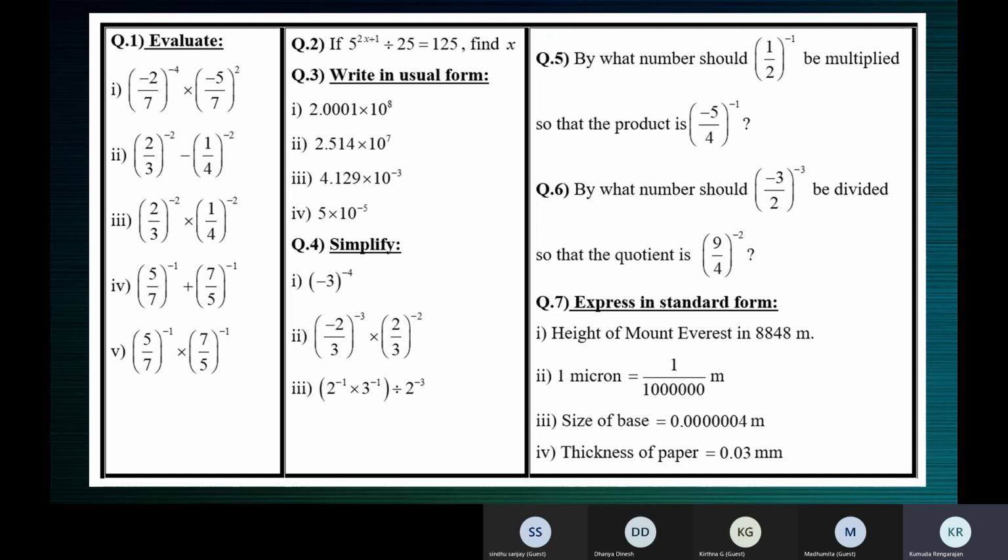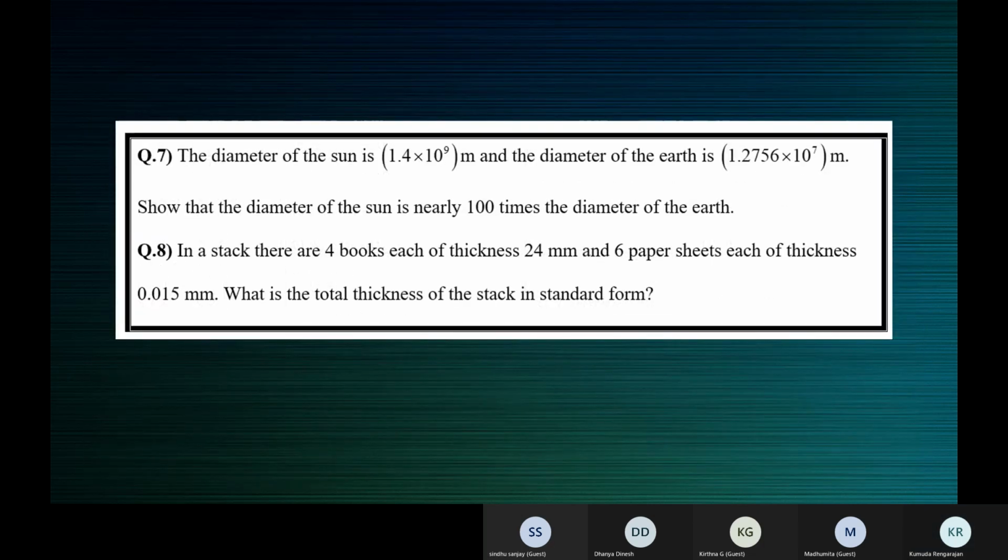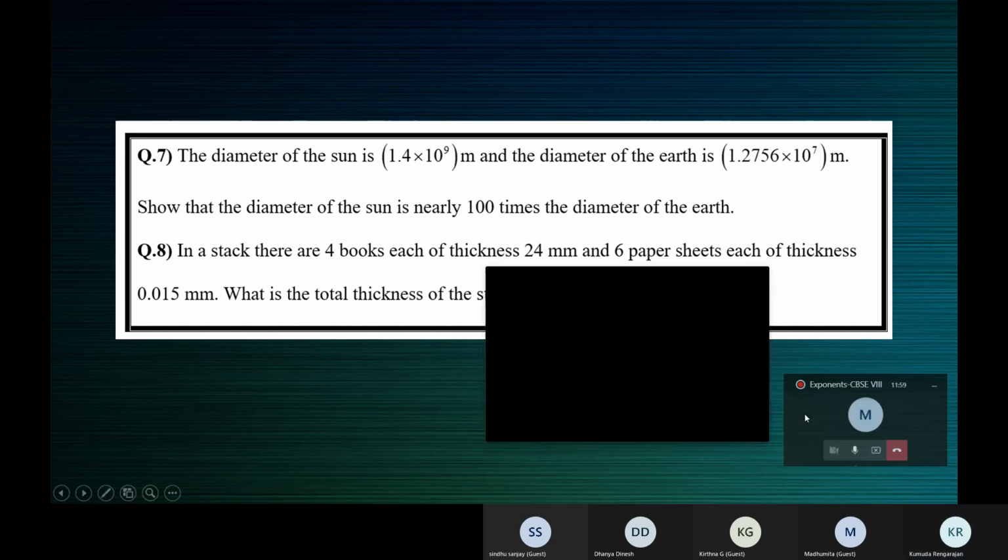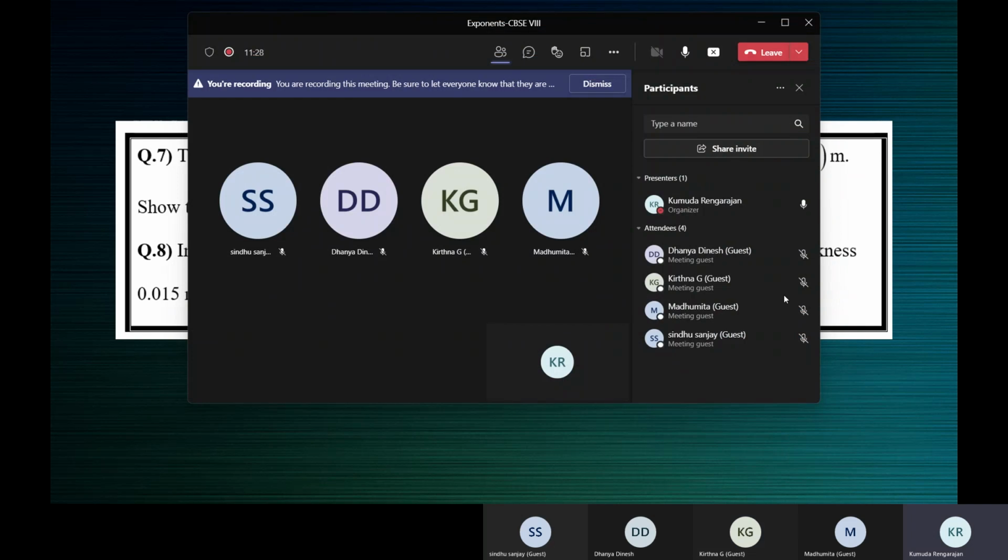Have you completed the assignment? Yes or no? Yes, ma'am. Okay, let me ask you all one by one. Danya has finished. What about Kirtana? Yes, ma'am, completed. Okay, Madhumita? Sorry, ma'am. I have my exams coming next week, so I was preparing for that. Okay, Sindhu and Sanjay? We are also having midterm exams, ma'am, so we are preparing for it. The next class I will show you, ma'am.